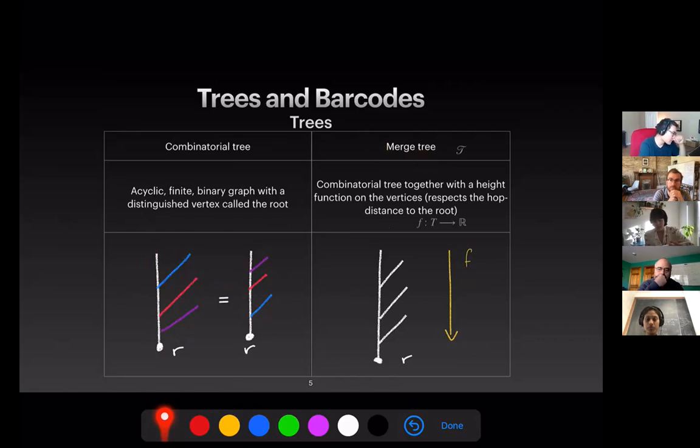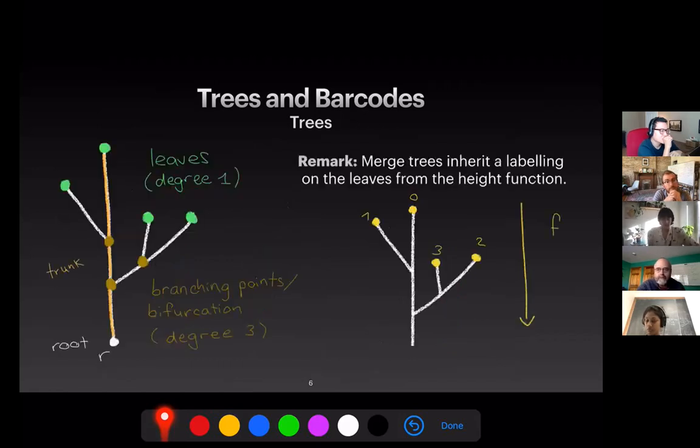A merge tree, on the other hand, is a combinatorial tree with a height function that we add on the vertices. And we want this function to respect the hop distance to the roots, meaning like a parent cannot be later than the child or the other way around. So we have this function, basically that could be a real height function from Morse theory. It could be the Euclidean distance of the vertices to the roots if we embed a tree in R3 and so on. The leaves are the vertices of degree 1.